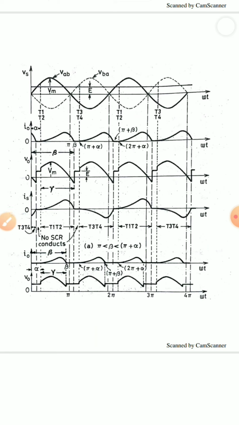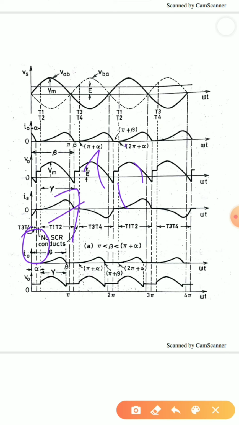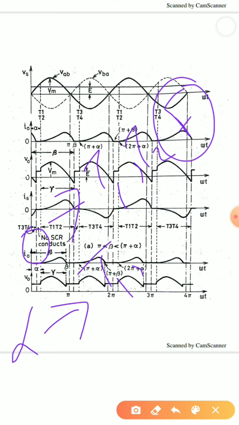Now let us look at the discontinuous current operation. In discontinuous current operation, we have two periods: one is the conduction period and one is the idle period. Now what will happen if the angle is 0? I am talking about a full wave converter using a bridge configuration. Then T1 and T2 will be forward biased, as we all know, but they will not start conducting. They will start conducting only at alpha. At alpha, T1 and T2 will be on.